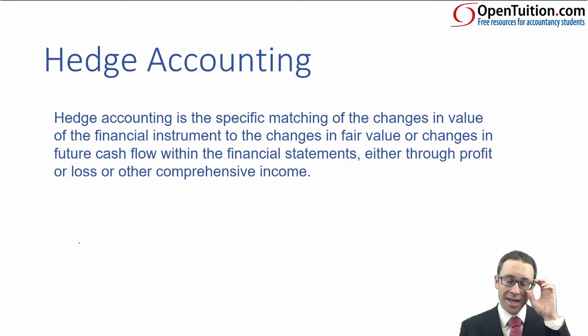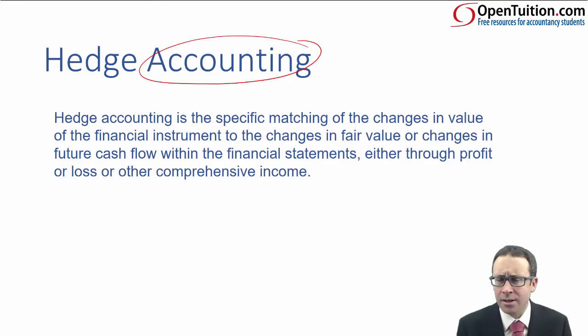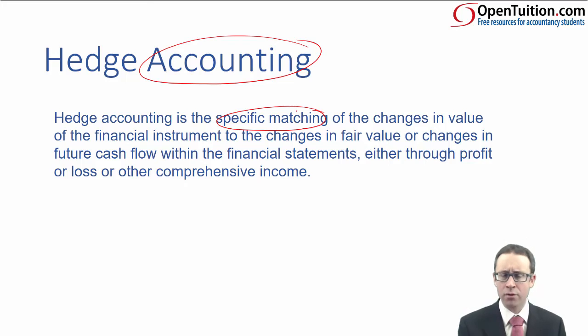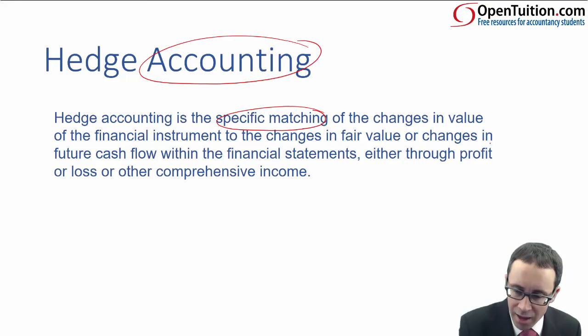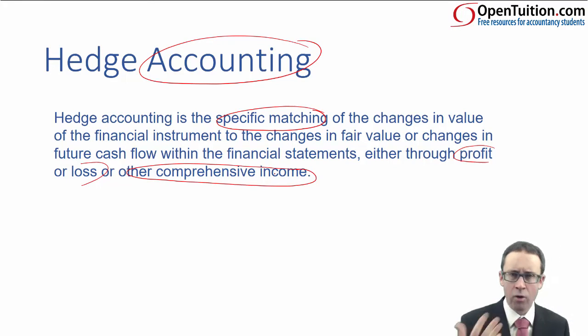So what we've got there with regards to hedge accounting, now note this, okay? We're specifically looking at the accounting, so what do we do with the gains and losses? Hedge accounting is what we do specifically, okay? It is a specific process that matches the change in value of the instrument to the change in value or the change in future cash flow of that item that is either in or will potentially be within the financial statements, okay? And when we look at the matching, we're going to match those gains and losses either in profit or loss or in other comprehensive income.